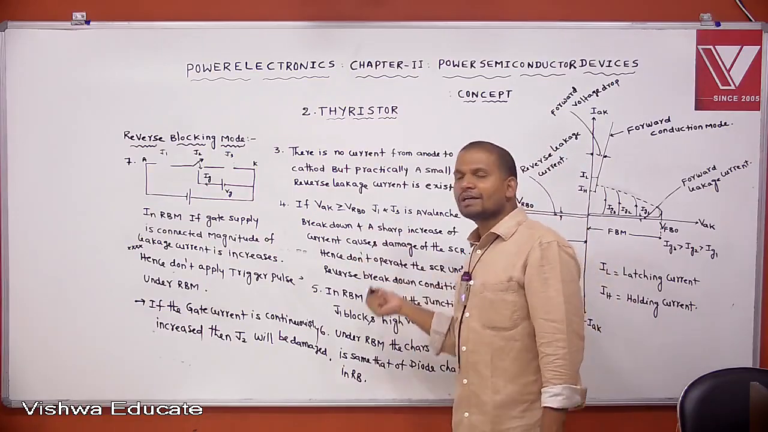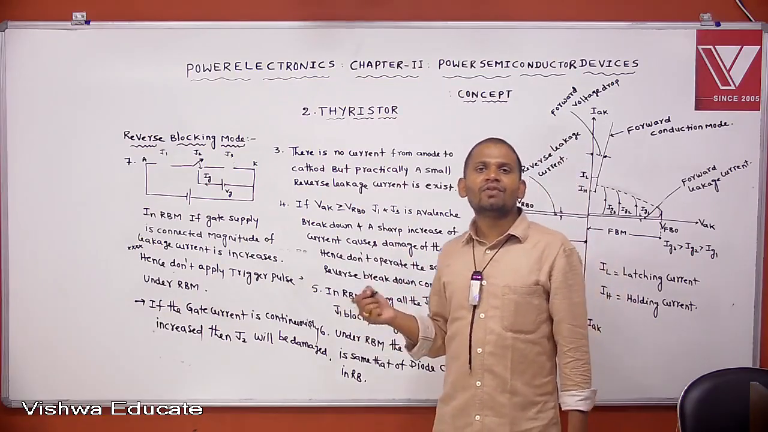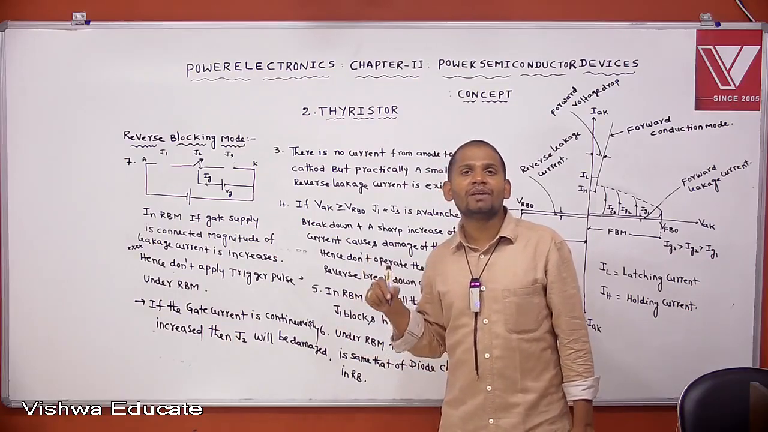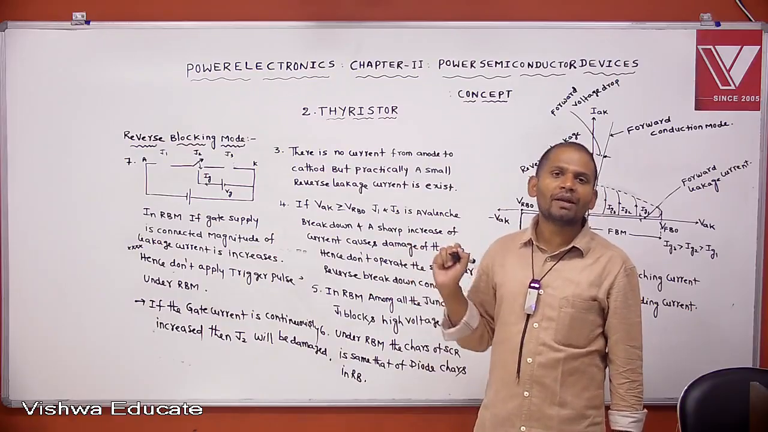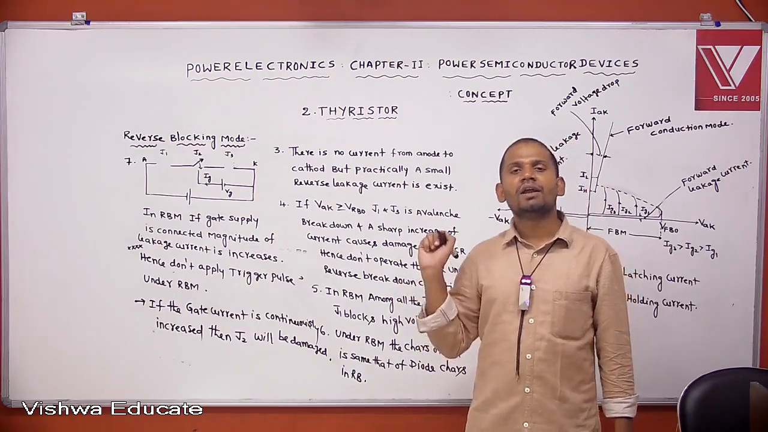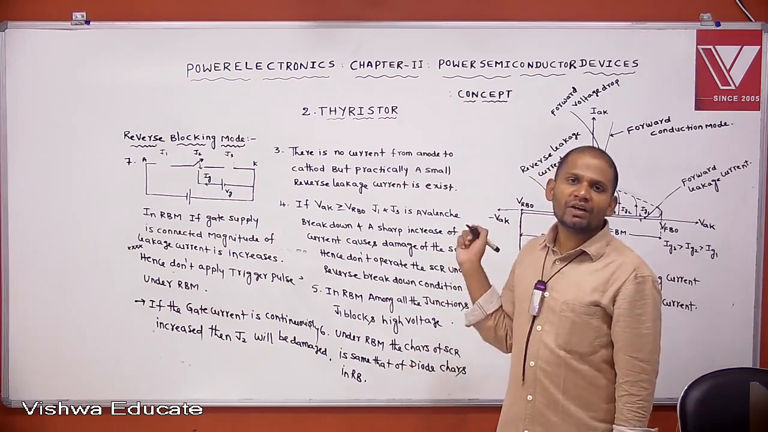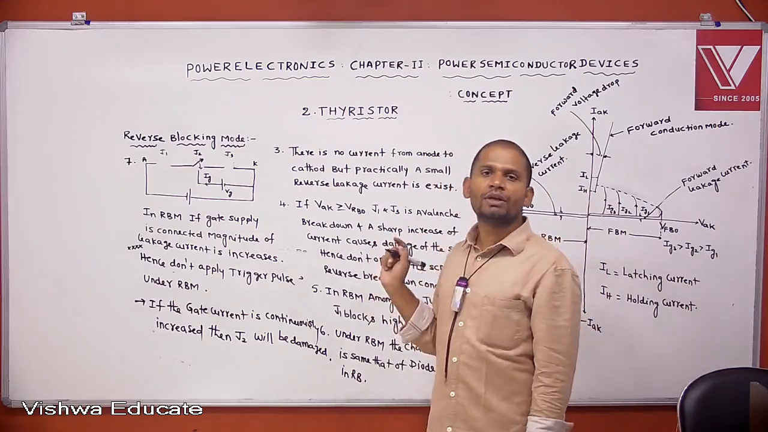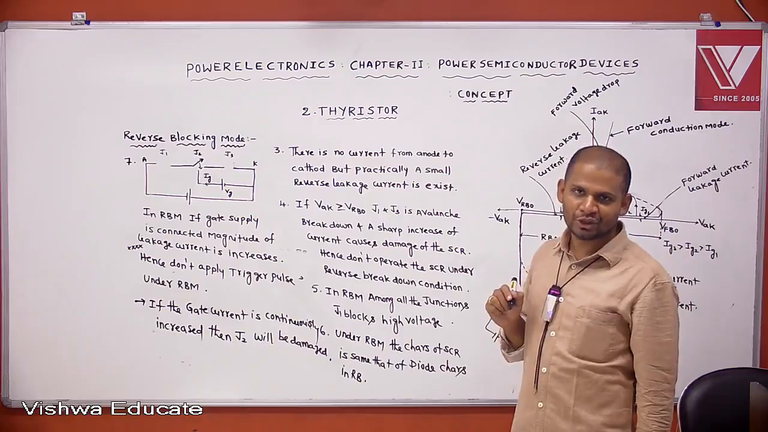Fourth point I discussed: if you continuously increase the reverse voltage, then J1 and J3 break down, and a sharp increase of current causes damage to the SCR. Hence, don't operate the SCR under which condition? Reverse blocking mode, that is, reverse breakdown condition. Under reverse blocking mode, among all the junctions, which junction blocks the high voltage? J1 blocks the high voltage because of less doping concentration.